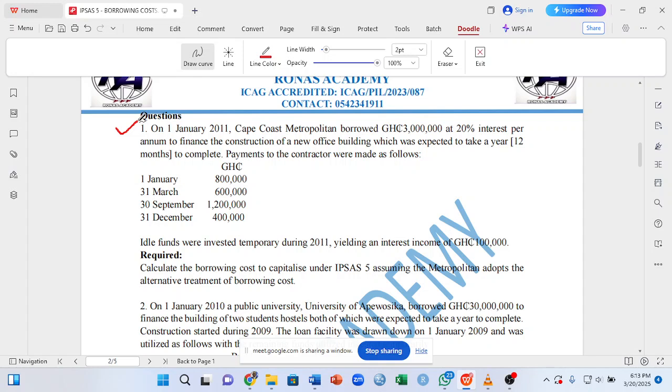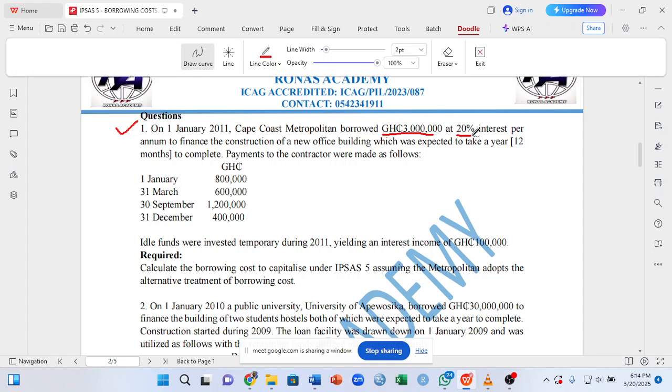On first January 2011, Cape Coast Metropolitan borrowed 3 million at 20% interest per annum to finance the construction of a new office building, which was expected to take 12 months to complete. Payments to the contractor were made as follows. Idle funds were invested temporarily during 2011, yielding an interest income of 100,000 Ghana cedis. Required: calculate the borrowing cost to capitalize under IPSAS 5, assuming the Metropolitan adopts the alternative treatment of borrowing costs.